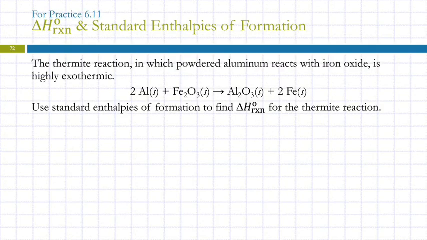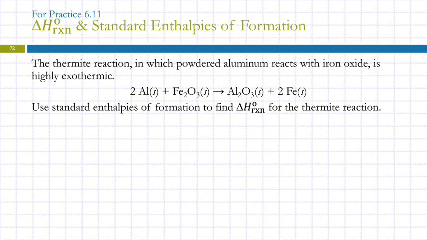Let's do one. The thermite reaction in which powdered aluminum reacts with iron oxide is highly exothermic and rather spectacular. So we've got the reaction there. Use standard enthalpies of formation to find the standard heat of reaction for this thermite reaction. So it's good to understand that we can write formation reaction equations for the compounds here, and we can take those reactions and add them up and get this overall reaction.